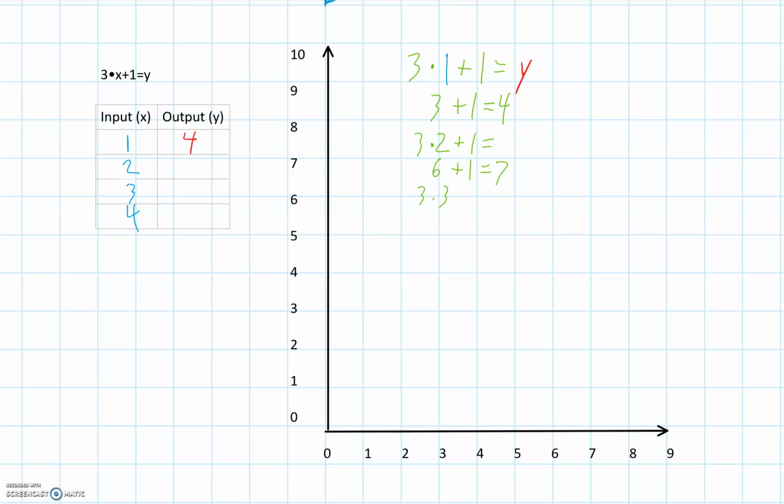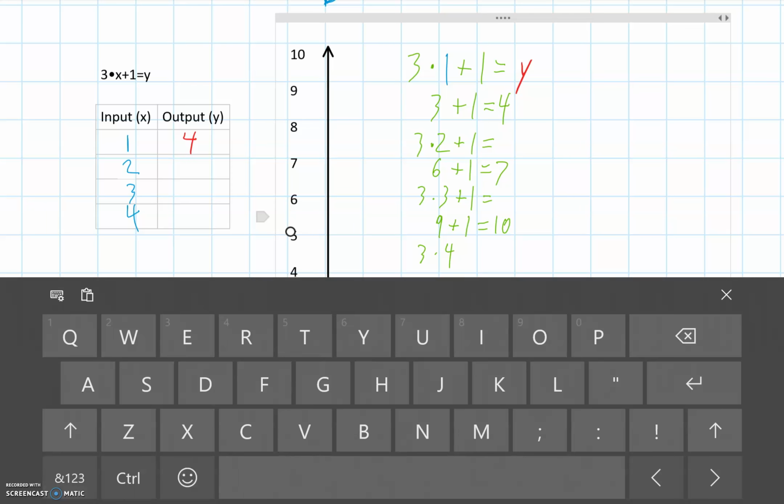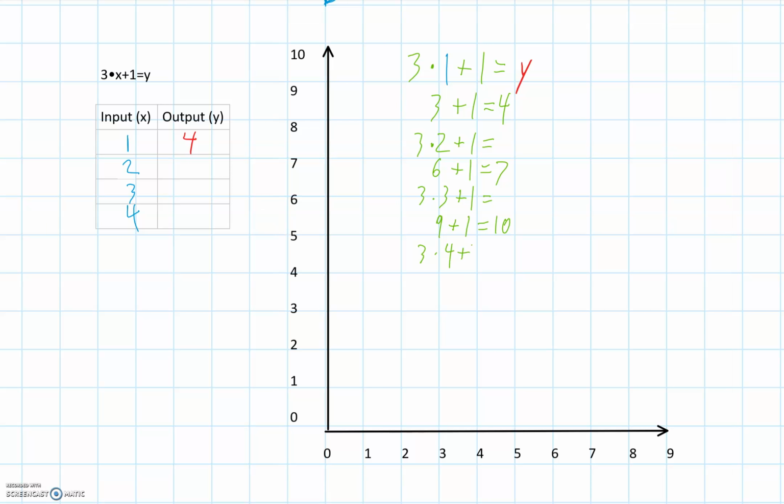3 times 3 plus 1 equals y. 3 times 3 is 9, plus 1 equals 10. And last but not least, 4 times 3, or 3 times 4, whatever. We'll just keep it the same so we don't make a mistake. 3 times 4 plus 1 equals y. 3 times 4 is 12, plus 1 equals 13.